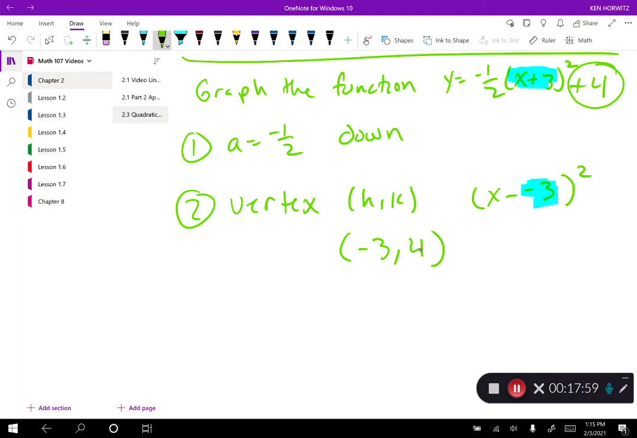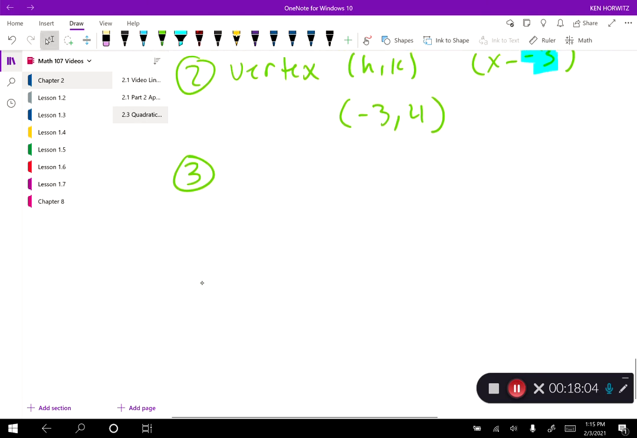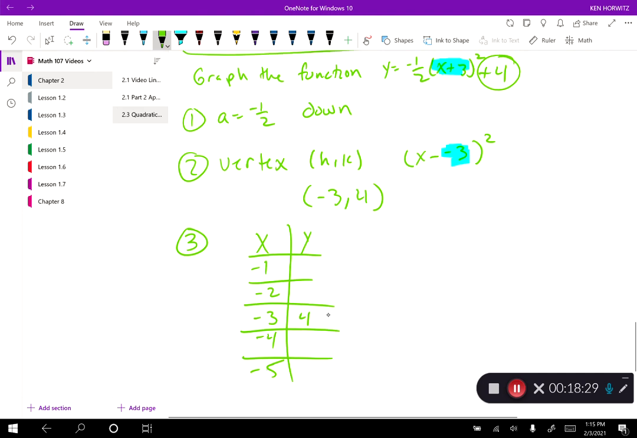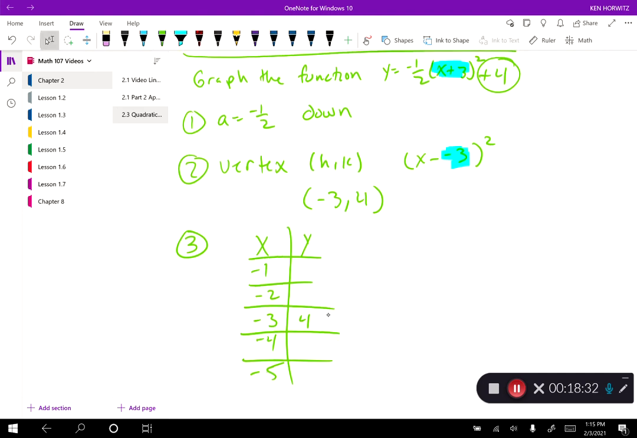All right. My third step is to do a table of values. All right. So we get x, y, negative 3, 4. So I get negative 2, negative 1, negative 4, negative 5. So why don't you at this point pause the video. I'd love for you to run through your table of values. I'm going to try to get your equation in there. And we'll talk about what the answers are on the back end.